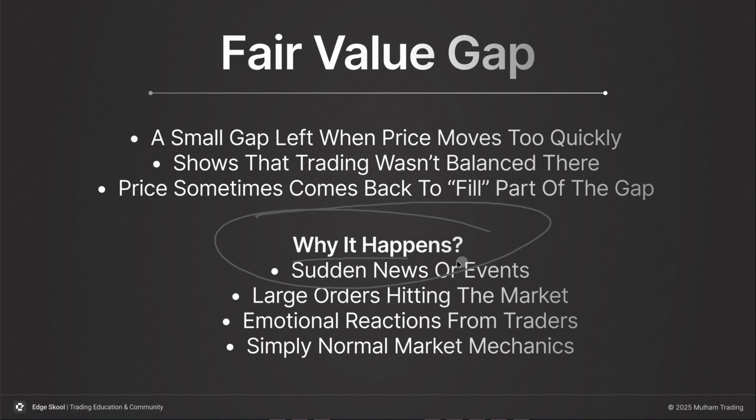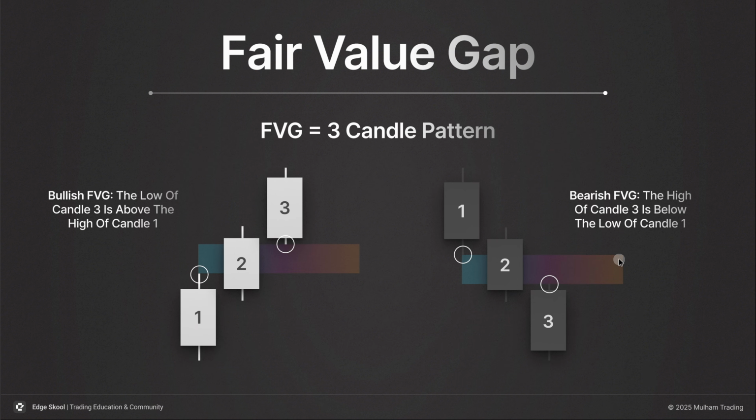Now, why does it happen? Sudden news or an event, sometimes, yes. Because of news, large orders hitting the market, emotional reactions from traders, and sometimes simply normal market mechanics. A lot of the time when we have small retracements, we're going to have a lot of fair value gaps. That does not mean that banks were just buying here. It's just normal market mechanics. That's it. In a very simple way, a fair value gap is just a 3-candle pattern. It's a pattern recognized by looking at the chart, and people notice that it works sometimes.